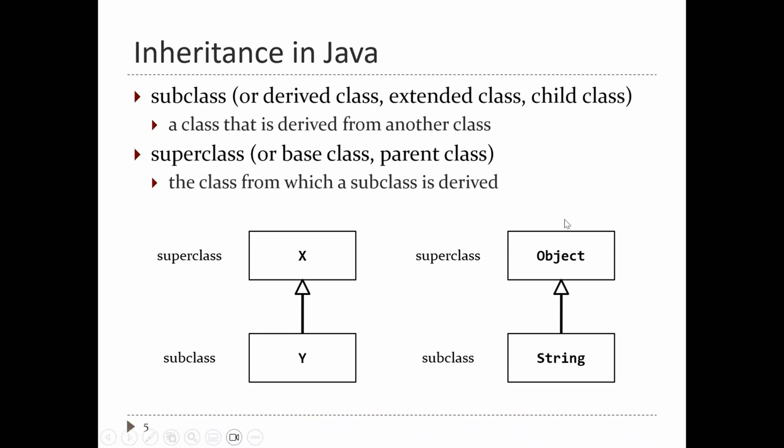So here in Java, you've got the class Object, and a String is a subclass of Object. So we would draw the UML class diagram showing the relationship between String and Object. You would draw a String, an Object, and then an open-ended arrow connecting String to Object.